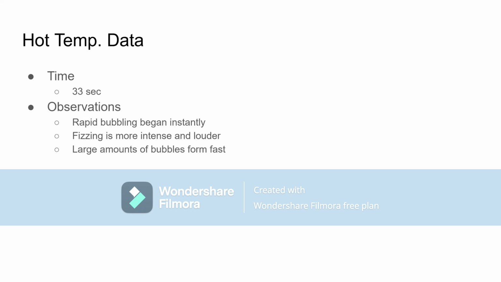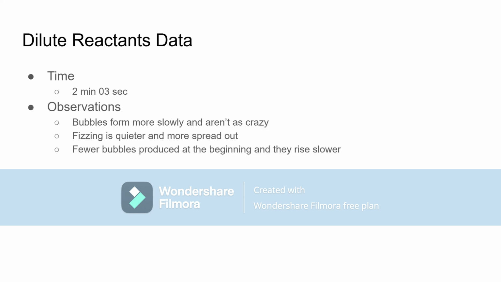So for the hot temperature data, the time it took for a reaction was 33 seconds. The observations we made for this one were that there was rapid bubbling that began instantly. The fizzing was a lot more intense and violent, and it was a lot louder than the other ones. And there were large amounts of foam and bubbles that formed really fast at the very beginning.